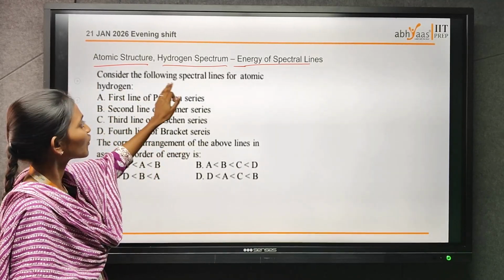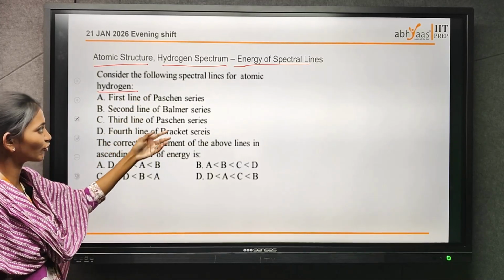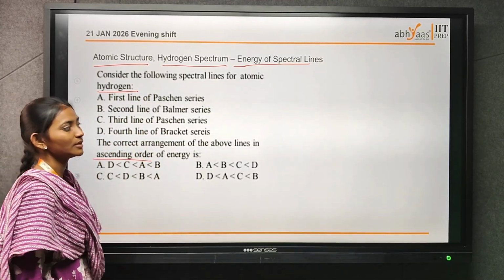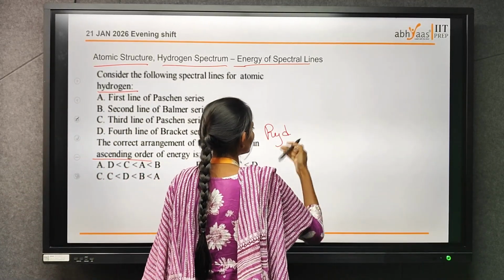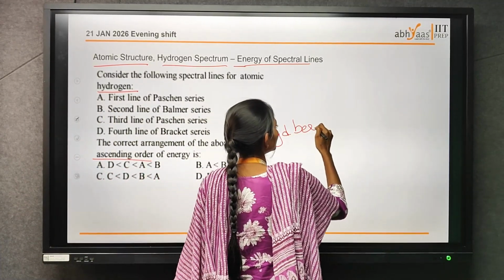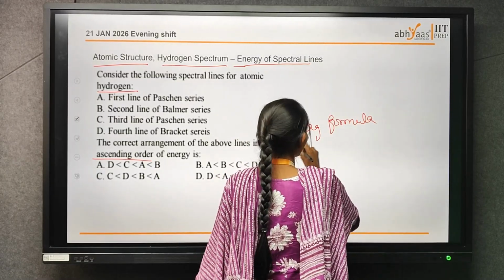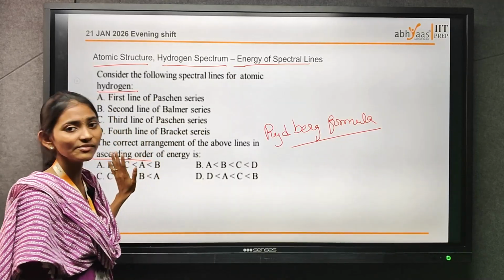So consider the following spectral lines for atomic hydrogen. They have given the series of Balmer, Paschen and Brackett, right? So they're asking for the ascending order. Apply the Rydberg formula, you will get your answer. Okay, and the question is not that lengthy. The question itself is moderate.